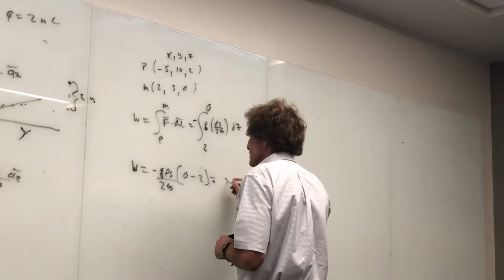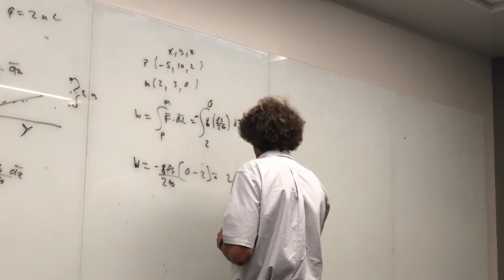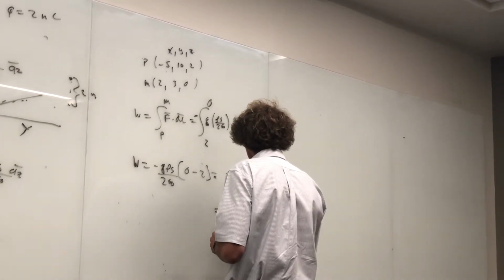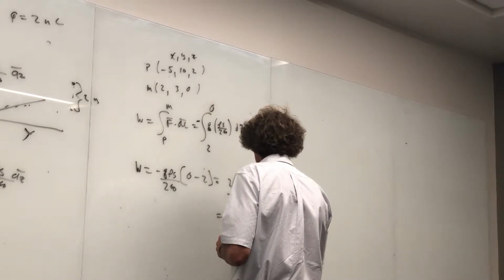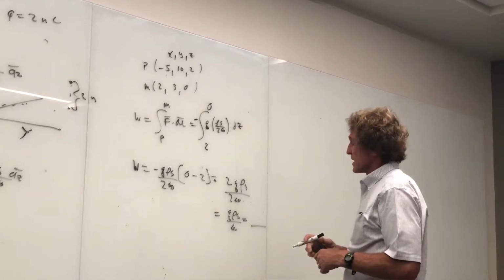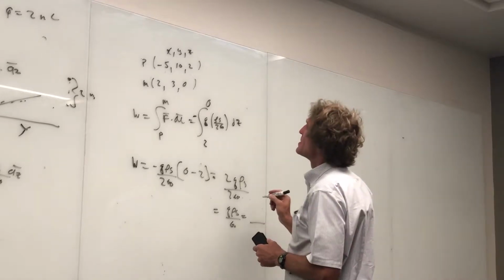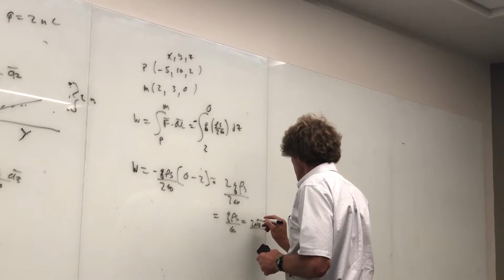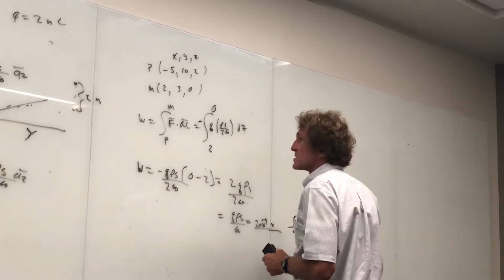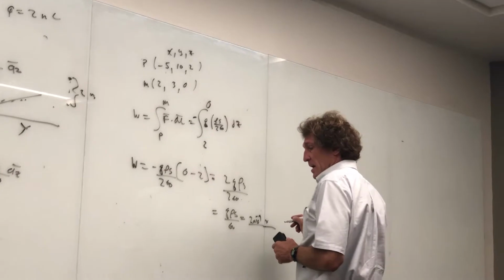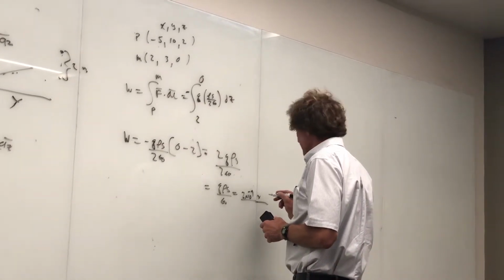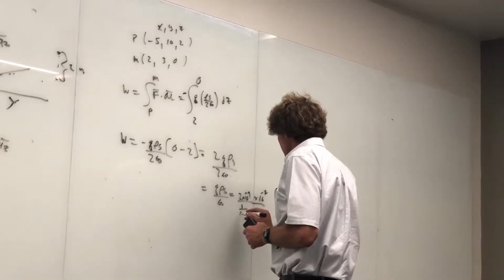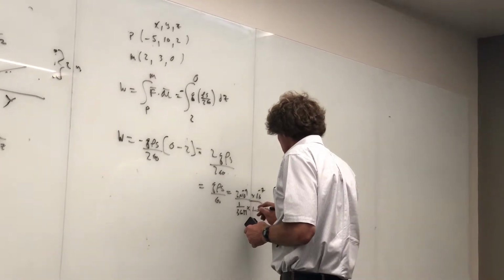Or really, it's going to be equal to 2q rho s over 2 epsilon naught. Or simply, it's q rho s over epsilon naught. And that would be the amount of work. And I don't know, what does that come down to? That's, q is 2 nanocoulombs, right? So it's 2 times 10 to the minus 9. And rho s is 100 nanocoulombs, so that's 10 to the minus 7. And then it's over epsilon naught, which is 1 over 36 pi times 10 to the minus 9.